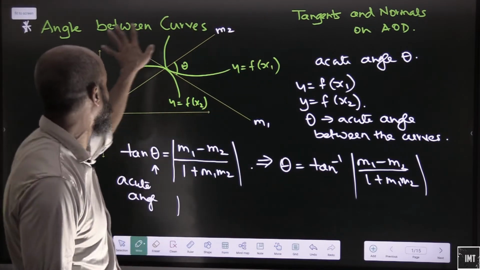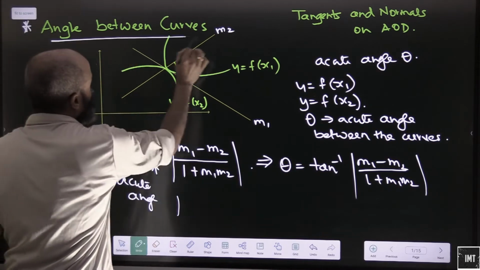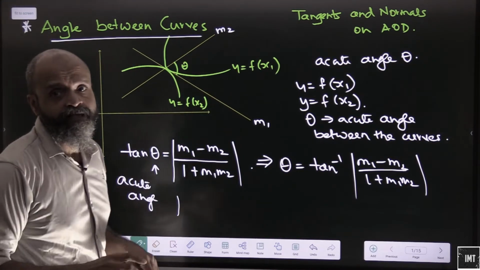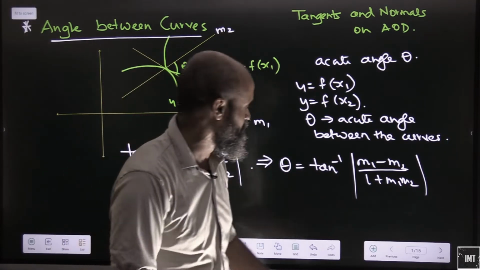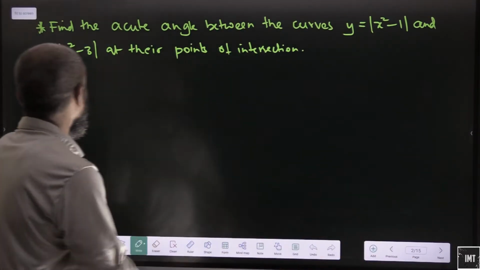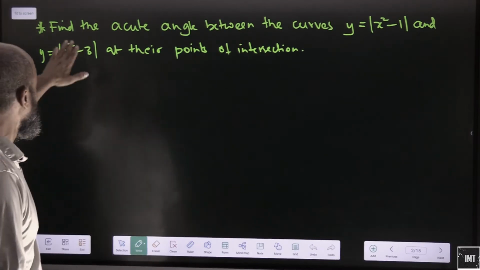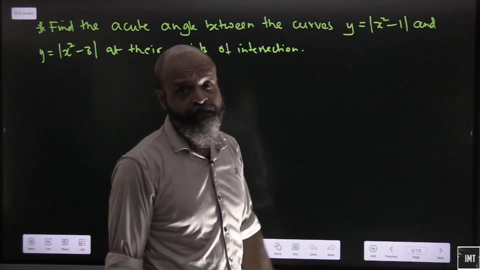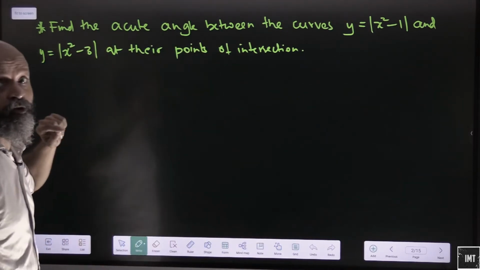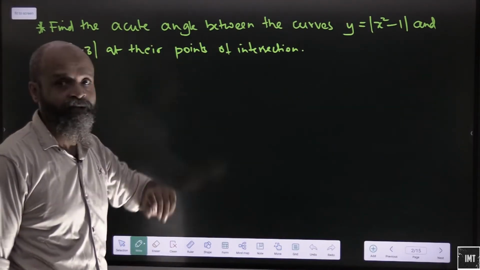So this is how we will define the angle between 2 curves by drawing their tangents, and this will give us the value of the acute angle that is there between the 2 curves. Okay, so let's pick up a problem here. Find the acute angle between the curves y is equal to x square minus 1 and y is equal to x square minus 3 at their points of intersection.